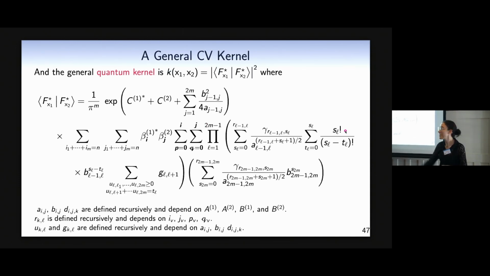And you can absolutely calculate this quantum kernel by taking, and once you grind through all of the complex integrals, this is the most general CB quantum kernel you can have for finite stellar rank. These little A, B, and Ds are recursively defined and depend on your matrix A's and your vectors B. R is recursively defined. U and G are recursively defined.